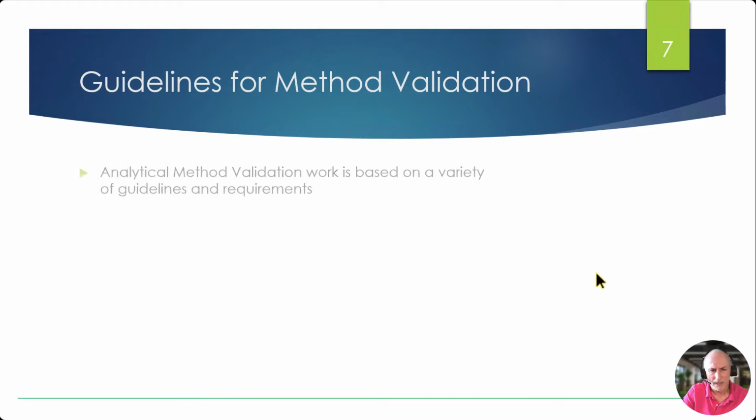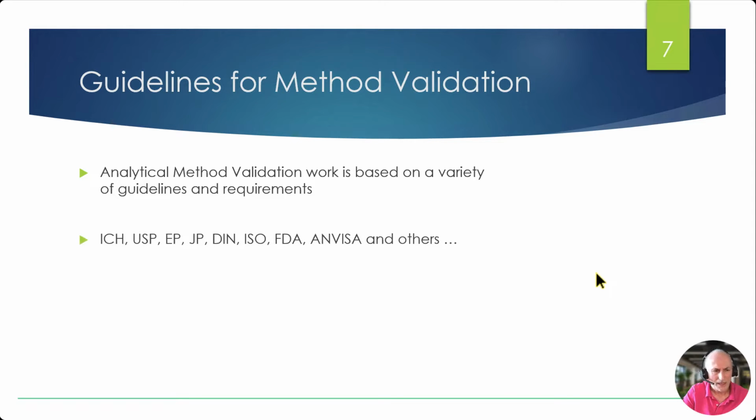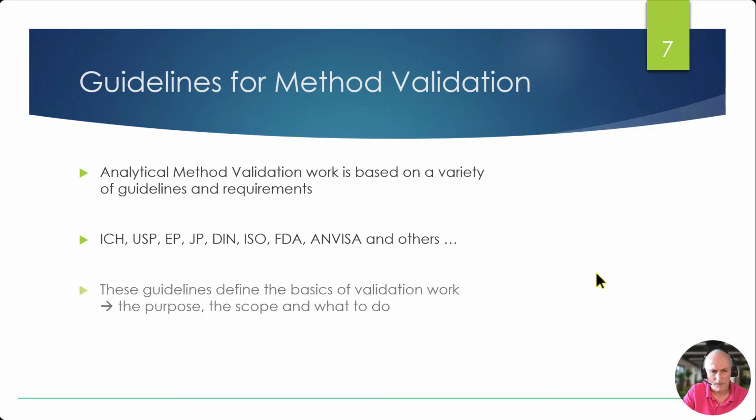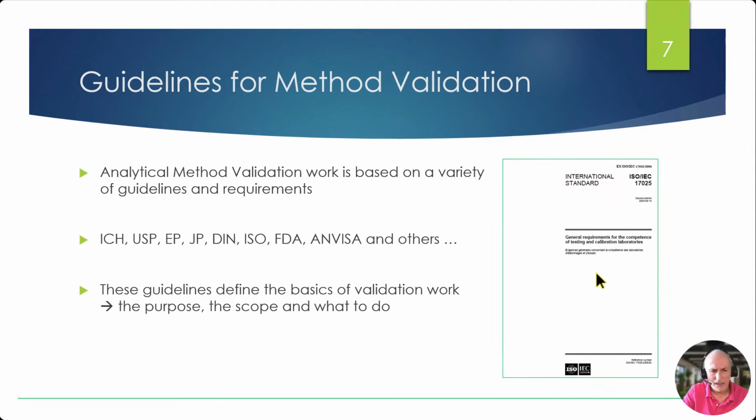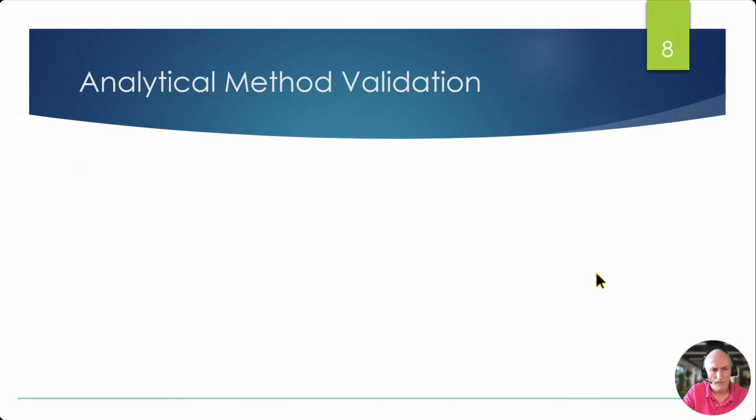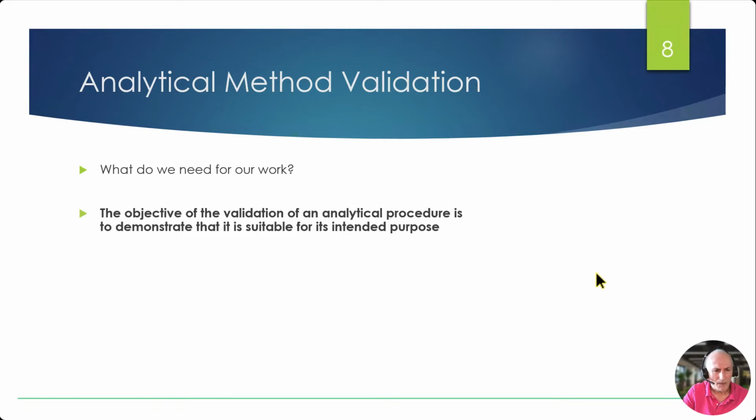Guidelines for method validation. Analytical method validation work is based on a variety of guidelines and requirements. ICH, USP, EP, JP, DIN, ISO, FDA, ANVISA, and other regulations are important. These guidelines define the basics of validation work, the purpose, the scope, and what to do. What do we need for our work? The objective of the validation of an analytical procedure is to demonstrate that it is suitable for its intended purpose.